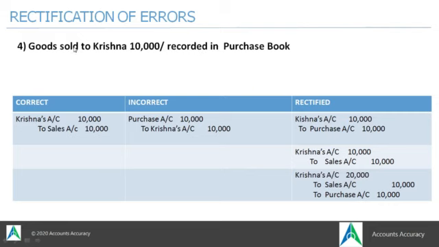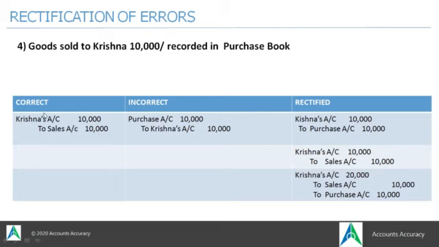This was the mistake. So your correct entry would be what? Krishna's account to sales account. And as it was entered in purchase book, instead of Krishna's account to sales account, your incorrect entry will be what? Purchase account to Krishna's account, because it got recorded in purchase book. Hence your incorrect entry is purchase account to Krishna's account.